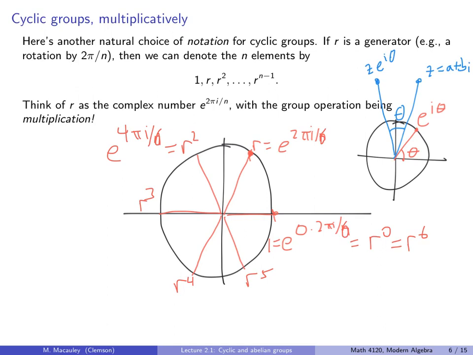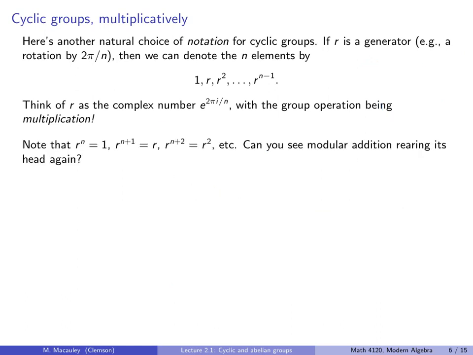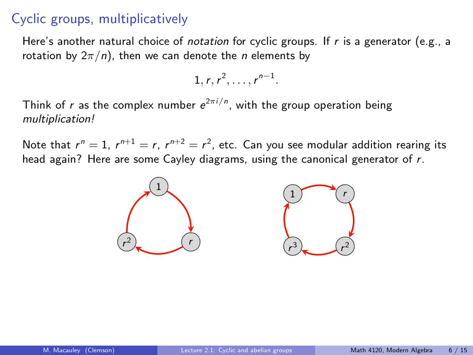Okay, so we'll see more complex numbers later, especially when we study Galois theory. But for now, let's get back to cyclic groups multiplicatively. So note that r to the n equals 1, of course. r to the n plus 1 equals r, and so forth. Do you see modular addition rearing its head again, even though we're multiplying things? It's in the exponents.